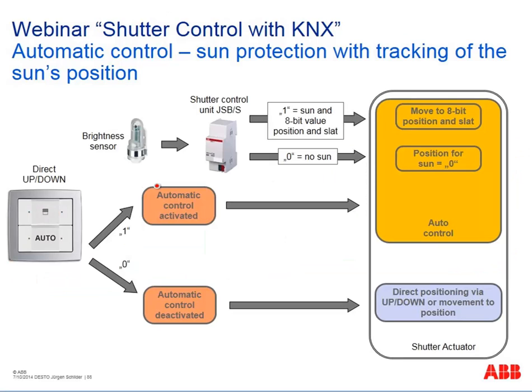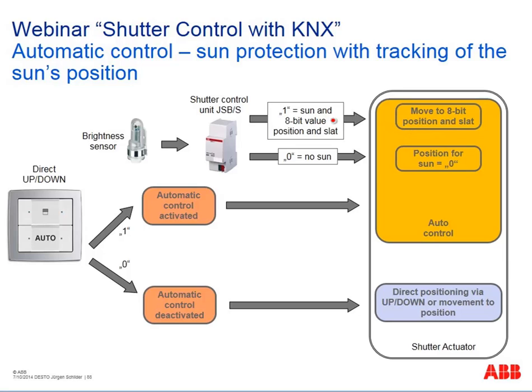So here's the principle. We have still the same, our one rocker for the deactivation or activation of the automatic mode. Here we have it now activated by sending a value 1. Then the shutter control unit receives the value from the brightness sensor. It is sun or no sun. He knows the time and date, the position of the sun is calculated, and then he sends the information via an 8-bit value, the position, the height of the lamellas, and the angle of the slats directly to our actuator.